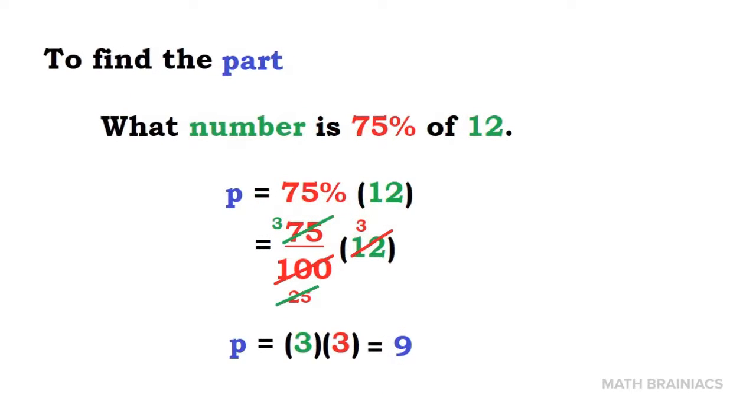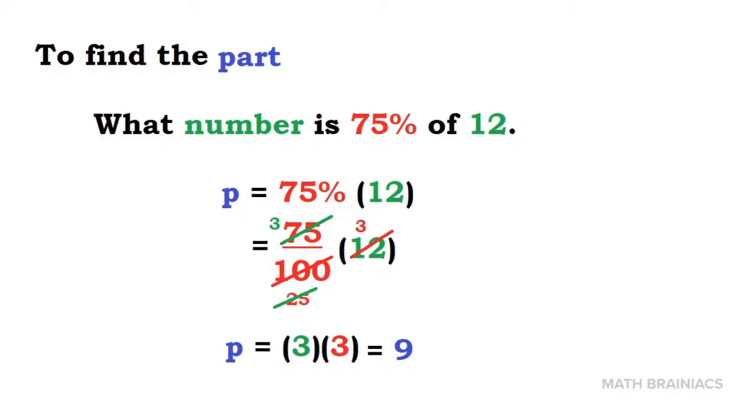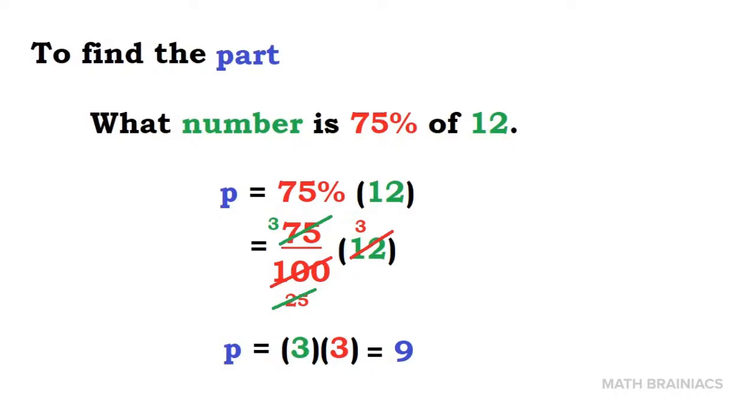To find the part, just translate the sentence into equation. Translate it smartly. For example, what number is 75% of 12? It will become P is equal to 75% times 12. Then, you can work out on the equation to find the part.